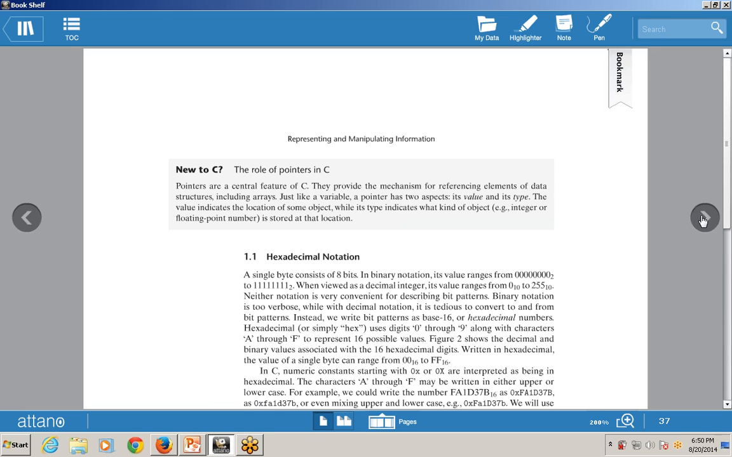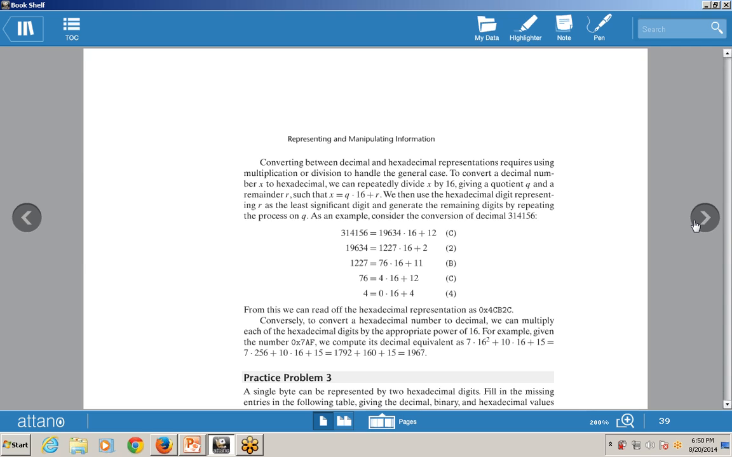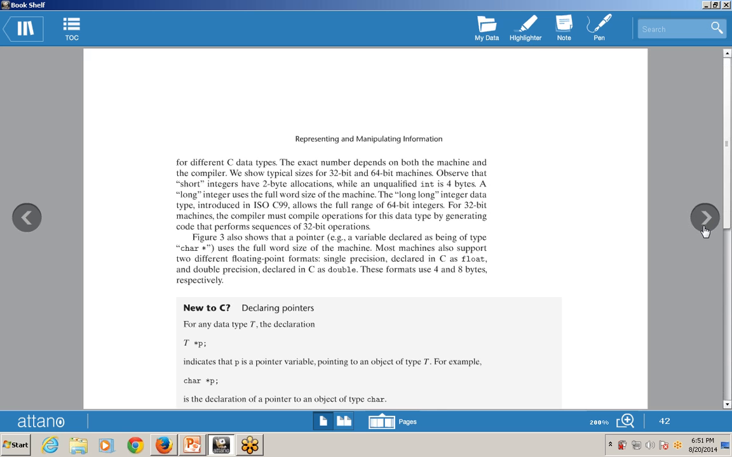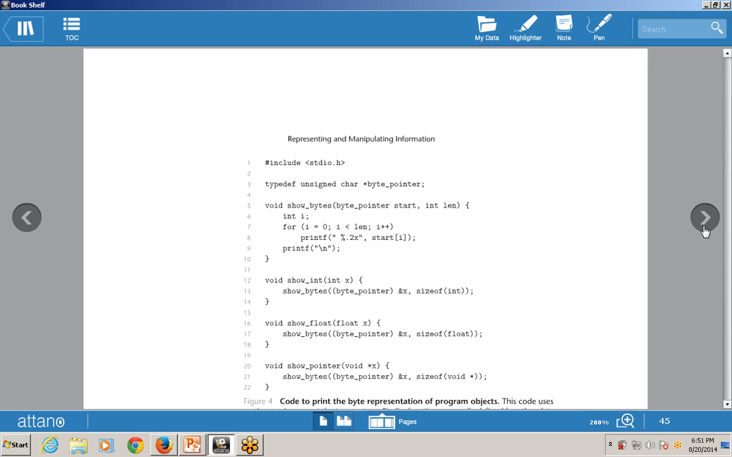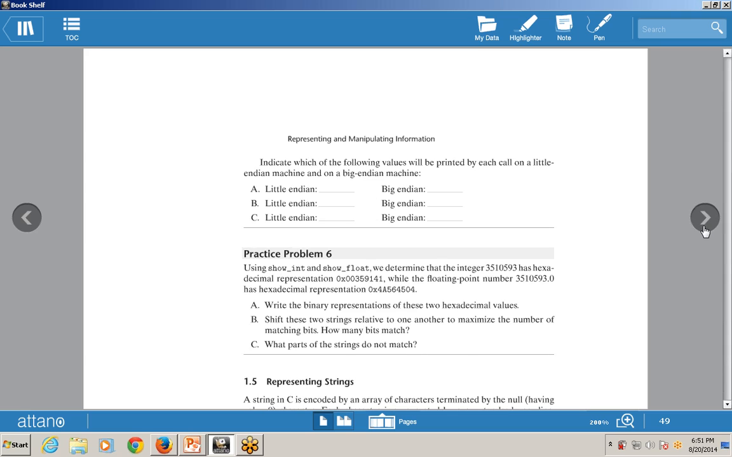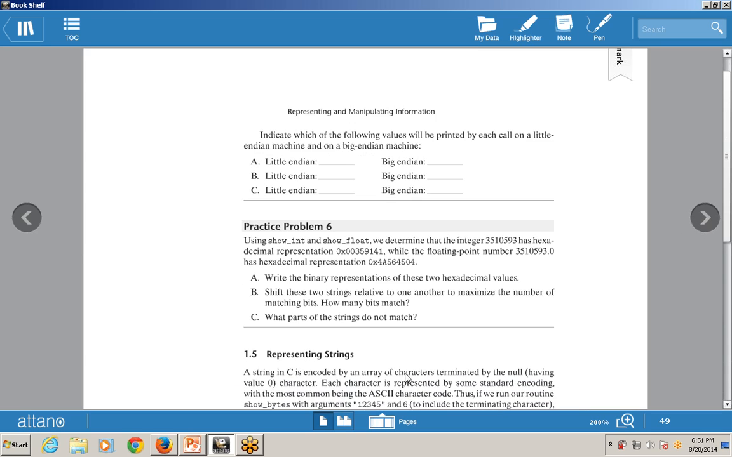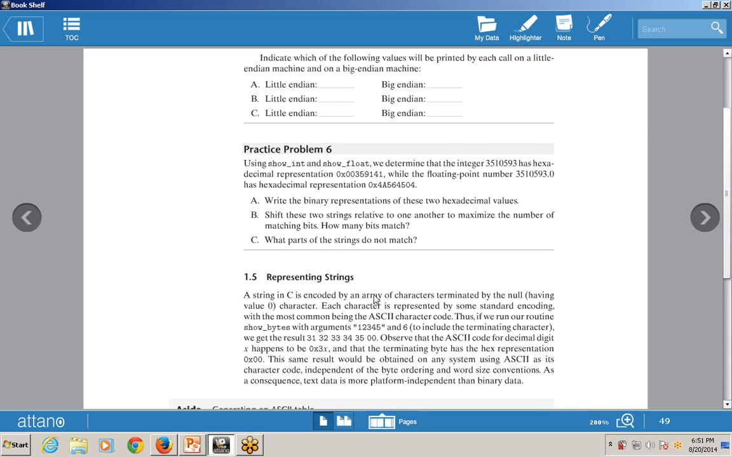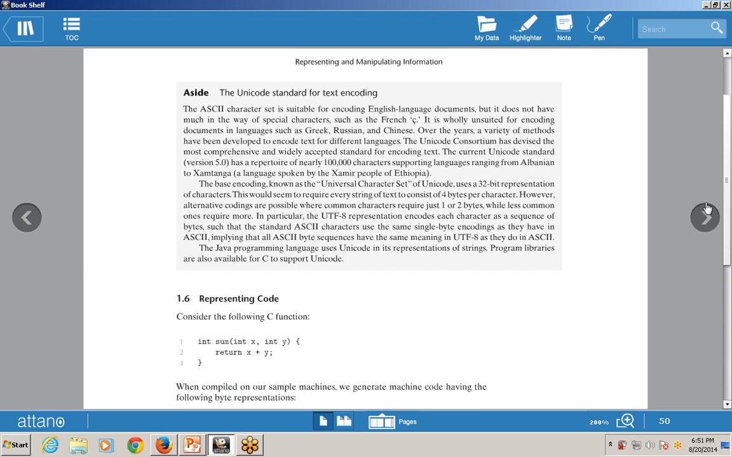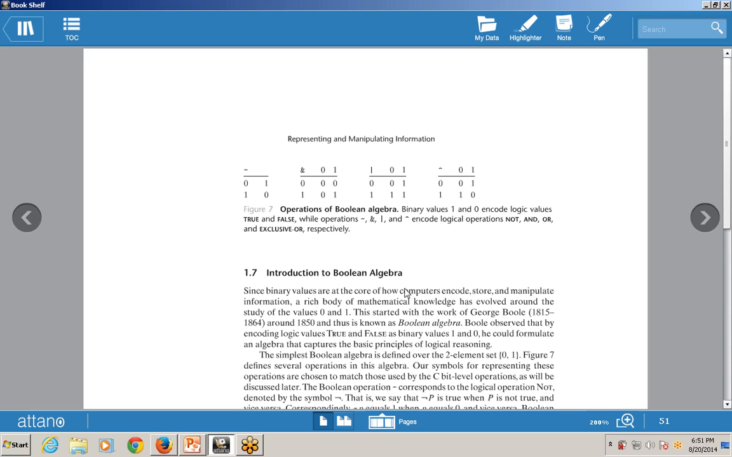So we talked about information storage, the hexadecimal number system. These are the practice exercises. Then there is a word, data sizes. Then we also talked about how to represent the strings, that a string is an array of characters terminated by the null character. Then we also talked about how to represent the code in a computer system.